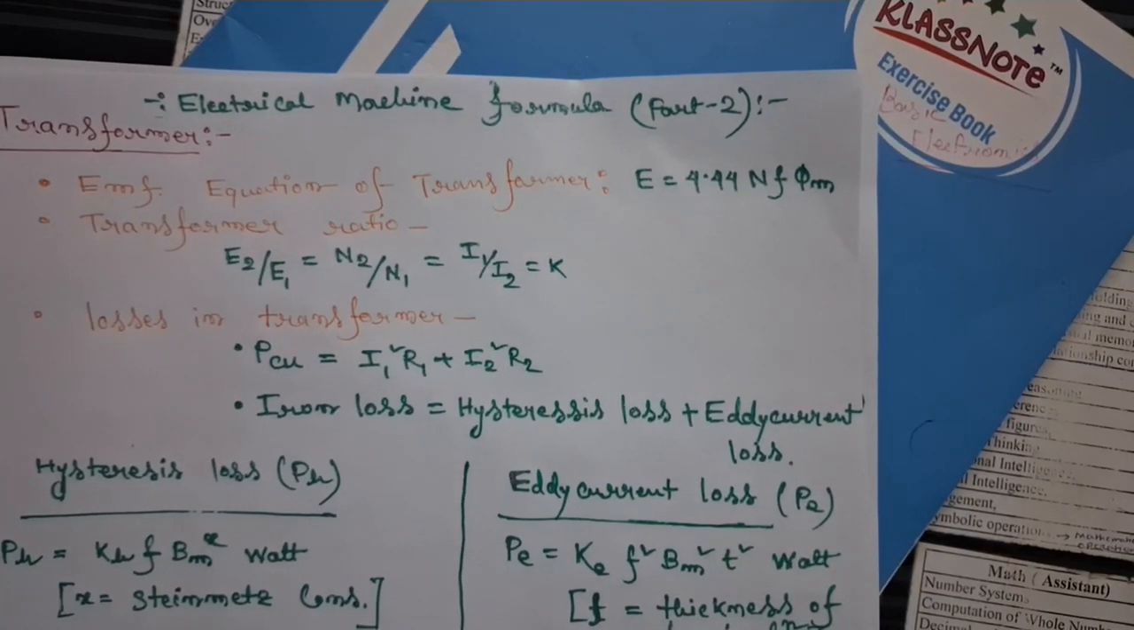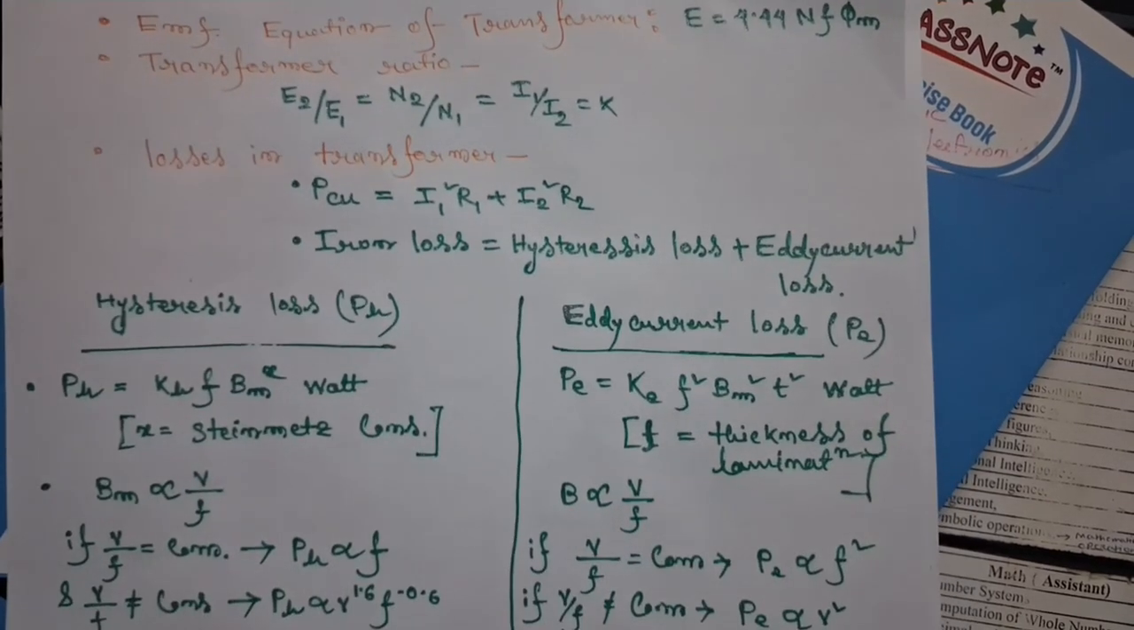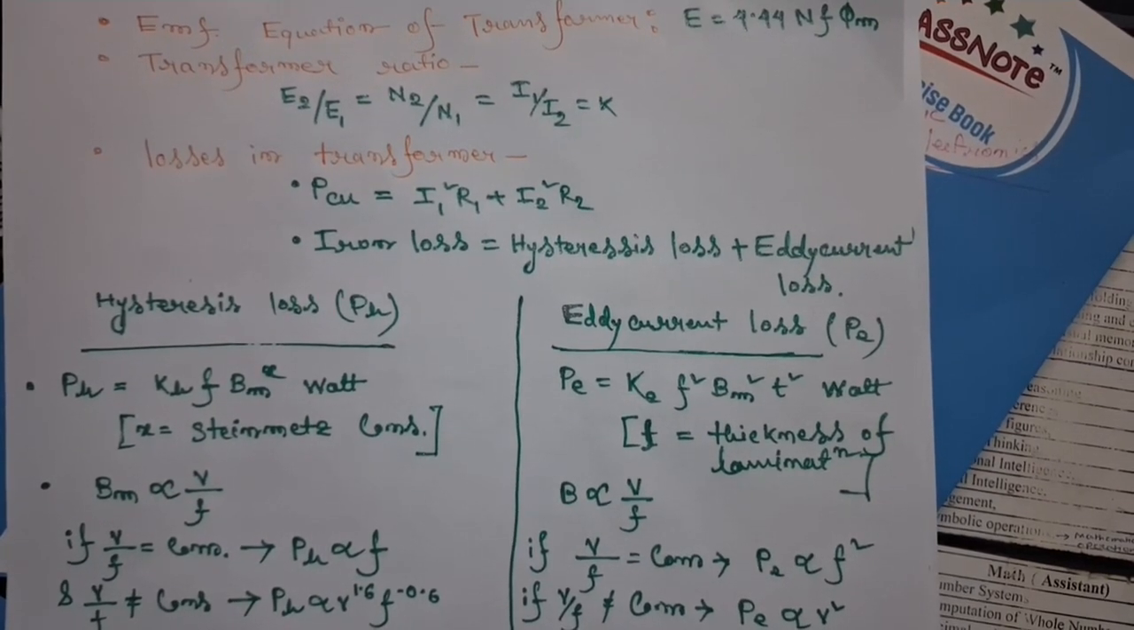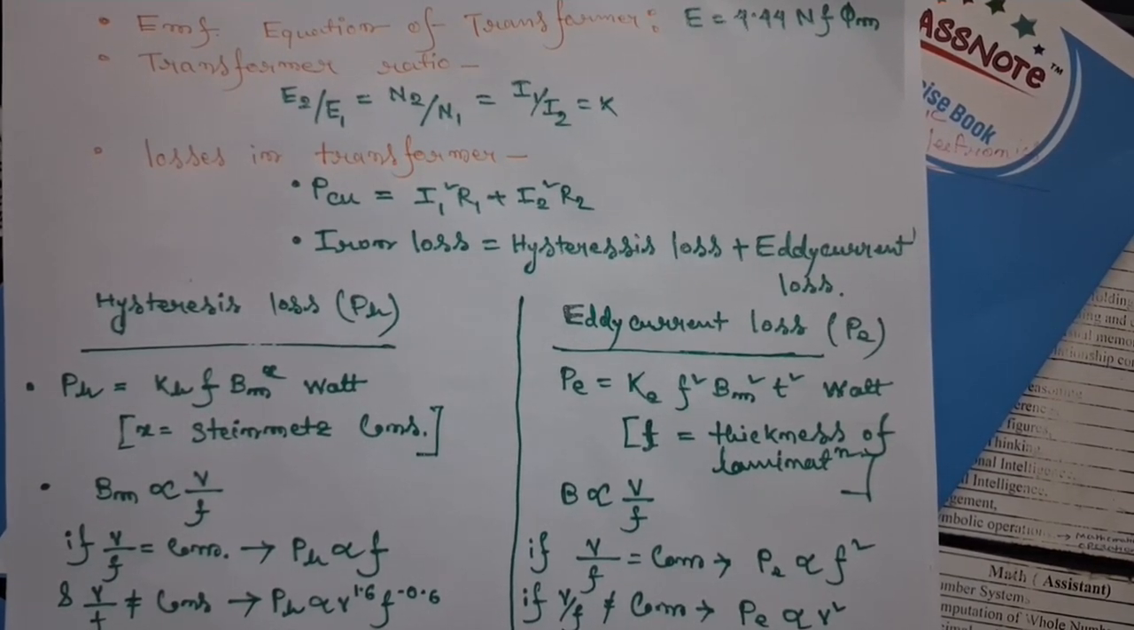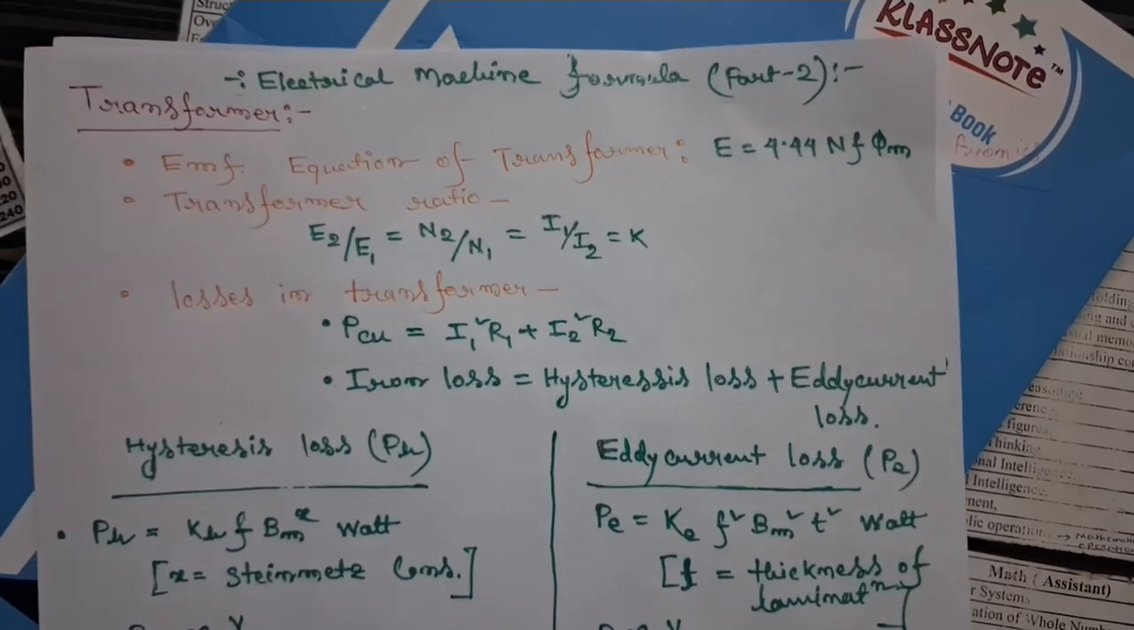Then come to iron loss. Here iron loss is divided into two parts, hysteresis loss and eddy current loss. Iron loss equal to hysteresis loss plus eddy current loss. Here PCU or copper loss is variable loss and iron loss is constant loss. Then you have to remember some formulas about hysteresis loss and eddy current loss. Hysteresis loss is denoted by PH and eddy current loss is denoted by PE.